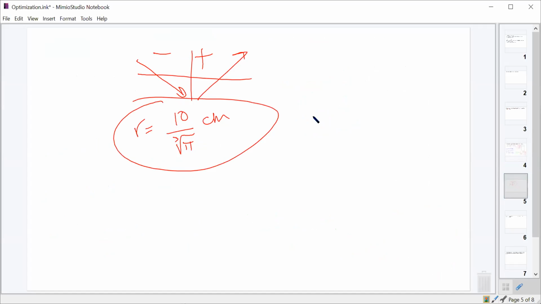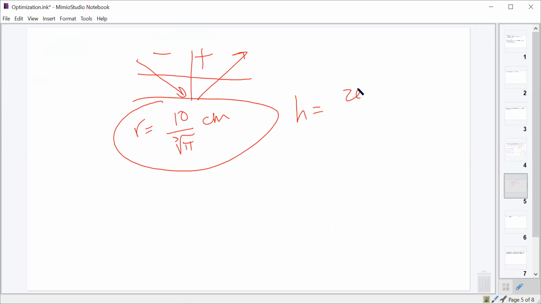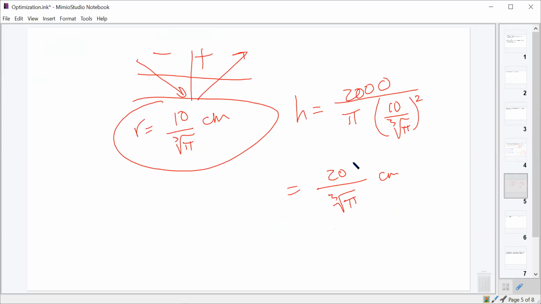And if we want the height, we had a formula for the height. Height was 2,000 over pi times our radius squared. And so if we simplify that, 2,000 over 100 is 20. And then pi over pi to the 2/3 is pi to the 1/3, or cube root of pi. So we've got radius of 10 over the cube root of pi centimeters and a height of 20 over the cube root of pi centimeters. Any questions on that? Everybody good with that or no?